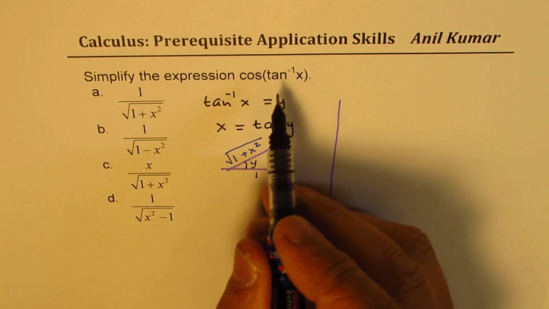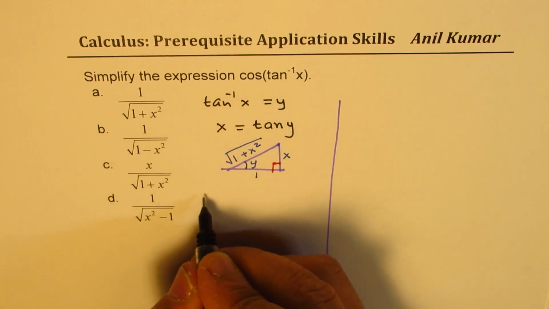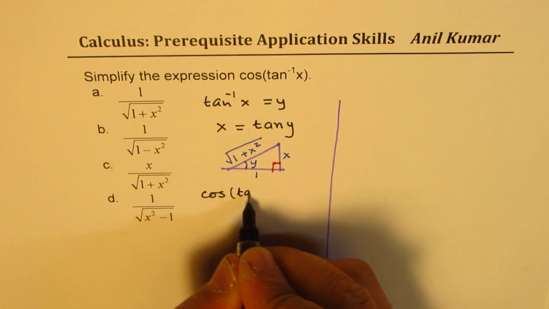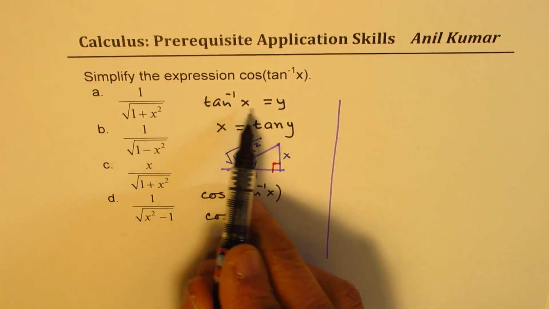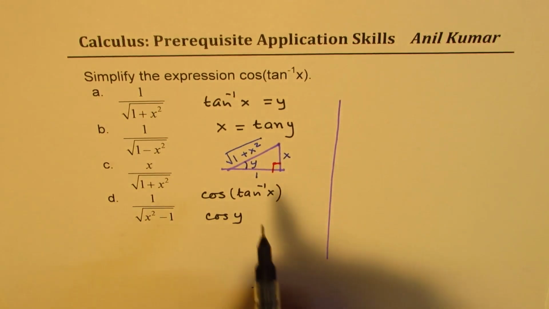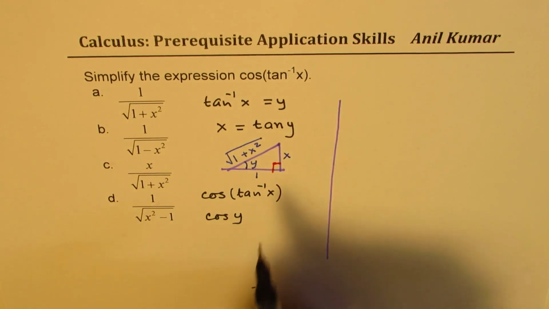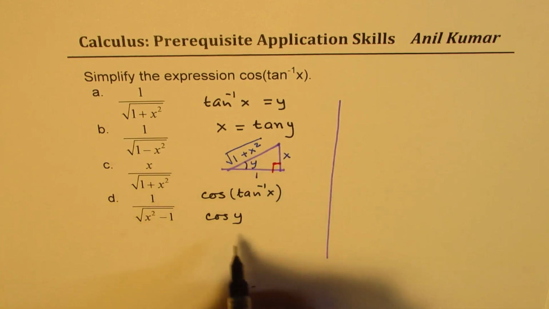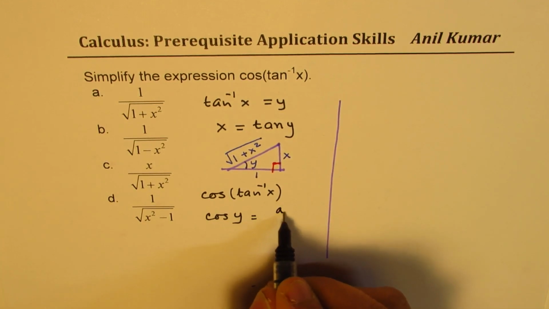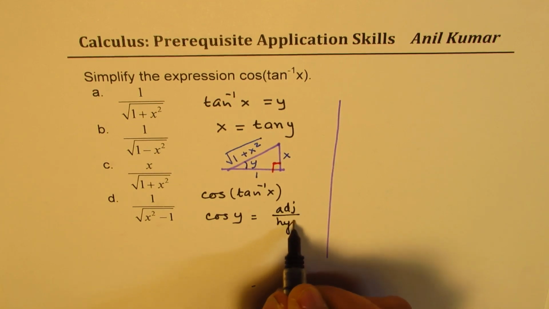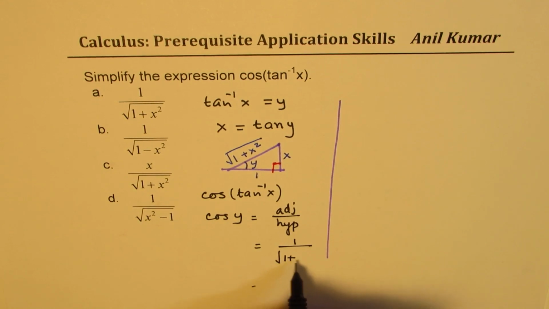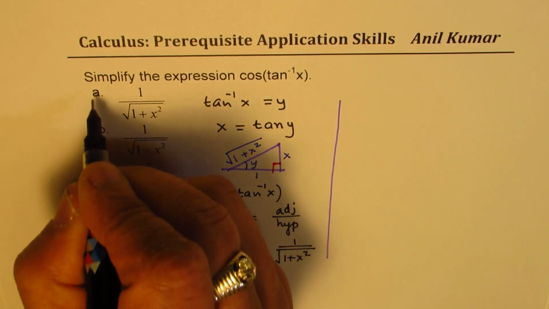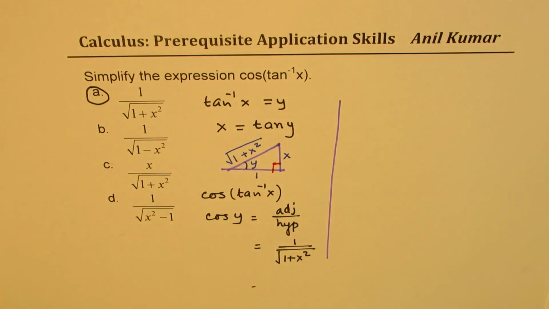Now let's look into our equation. We have cos of tan inverse x. So cos of tan inverse x can now be written as, since tan inverse x is y, cos of y, correct? Now what is cos y equal to? Cos is adjacent over hypotenuse, right? So cos y equals adjacent over hypotenuse. Perfect. So therefore, you can write it is 1 over square root of 1 plus x squared. Is that clear? So we have option A as the right option. You get the idea. So that is one way of doing it.